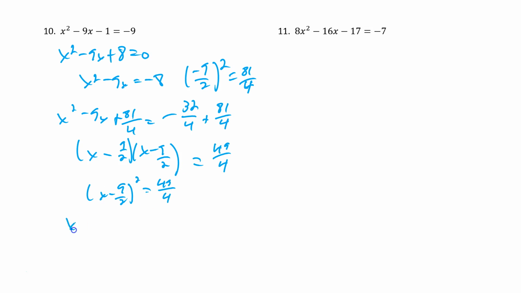Now we take the square root of both sides, so x minus 9/2 could be positive 49/4, or x minus 9/2 could be negative 49/4. And on the left, if we think about this as fourths, that's 18/4. So we're going to add 18/4 to both sides. So x in that case would be, let's see, how many fourths? 18 and 49, 67/4.